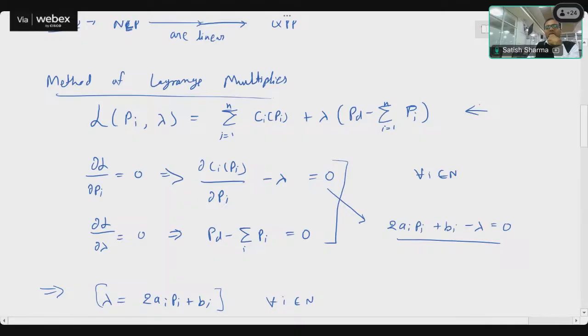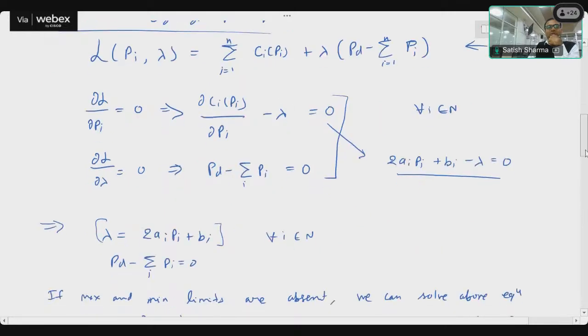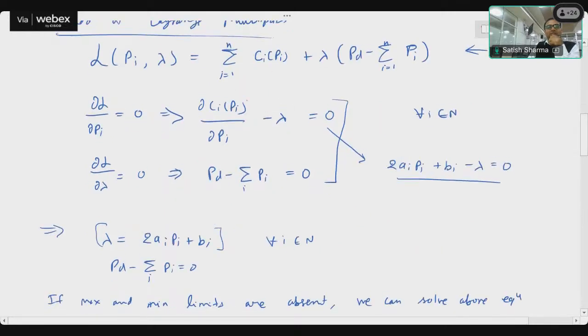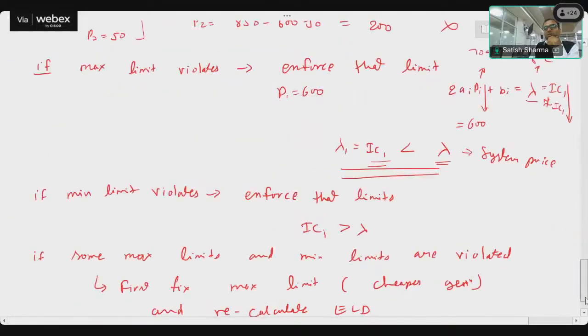This particular problem, if you can see, we did not consider any limit, and if we get the solution of this one, this condition is saying that lambda should be equal to the incremental cost of the ith generator, and the power balance should be matched. So it says that all the incremental costs are equal to lambda, that is, without any limit violation.